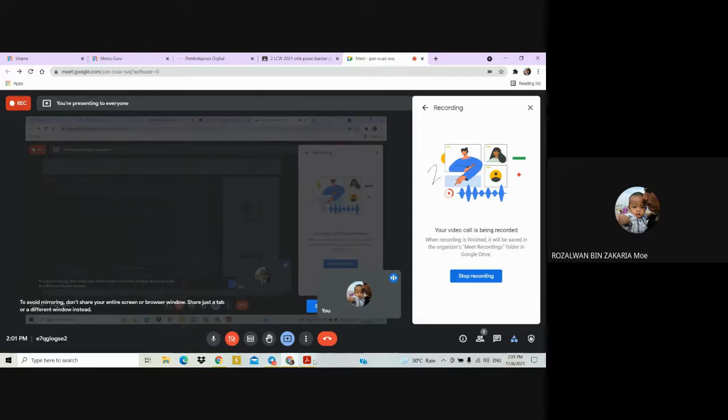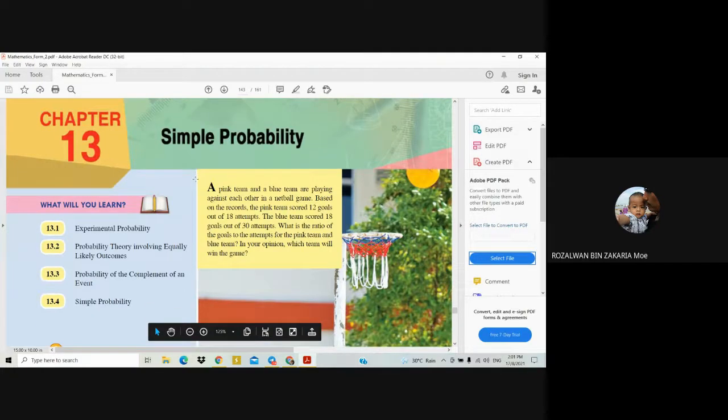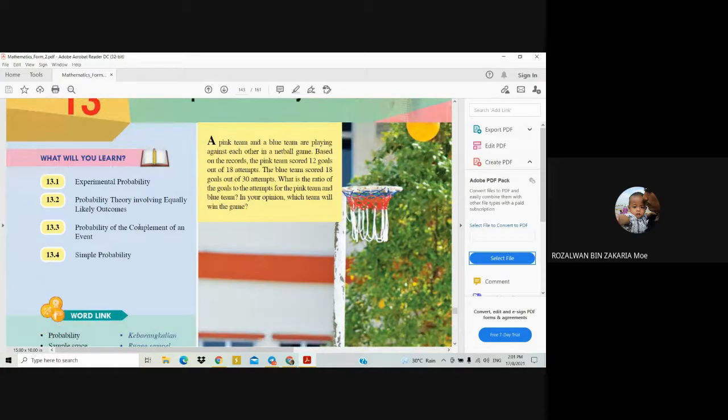Okay, for our lesson today, we will learn a new chapter, Chapter 13, Simple Probability. For this chapter, we will learn four subtopics. First one, 13.1, Experimental Probability. 13.2, Probability Theory Involving Equally Likely Outcomes. 13.3, Probability of the Complement of an Event. And 13.4, Simple Probability.